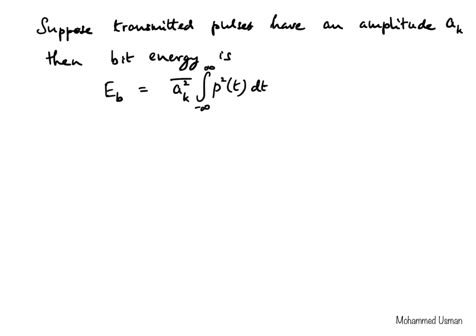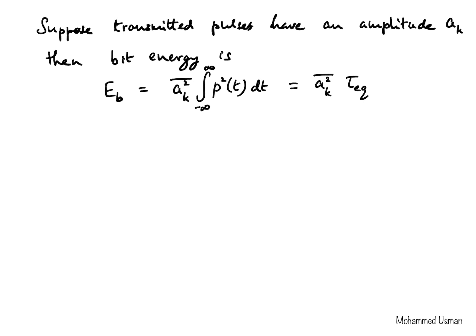So if we had this AK equal to 1, if it was a rectangular pulse with AK equal to 1, then this term will disappear. We have simply the integral of P square of t dt, which is tau equivalent for the rectangular case, right? So it is AK square bar, which is the average, times the integral of P square, as we have seen earlier, is tau equivalent. So we have this representation for the bit energy when the transmitted pulse has a peak amplitude of AK.